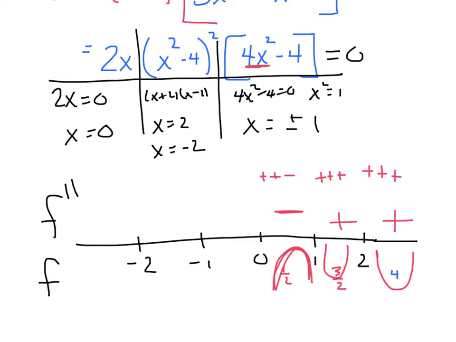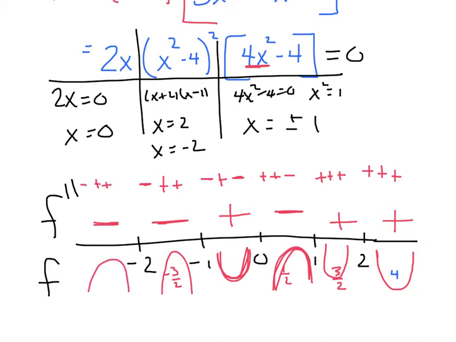Plug in a negative 1/2, I'm going to get a negative times a positive times a negative, which is a positive. This is concave up again. If I plug in a negative 3 halves, I'm going to get a negative times a positive. Again, negative 3 halves squared is 9 fourths times 4 is 9. 9 minus 4 is a positive, so that's a negative when I multiply those. And I'll plug in a negative 4, so that's a negative times a positive times a positive. Gets me a negative, so concave down there.